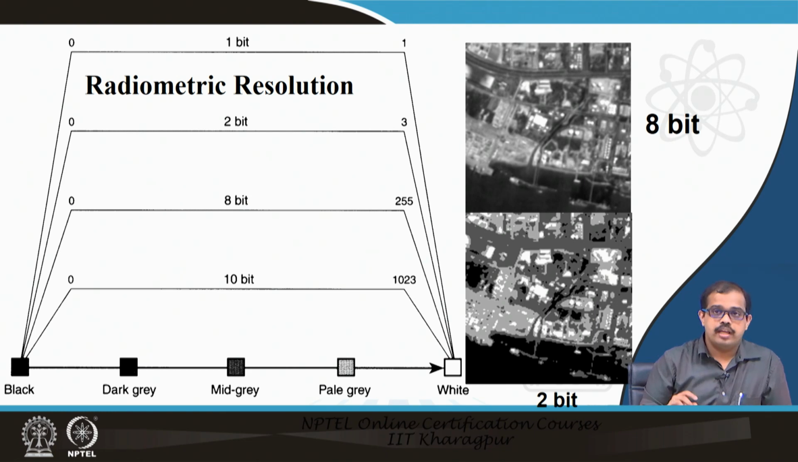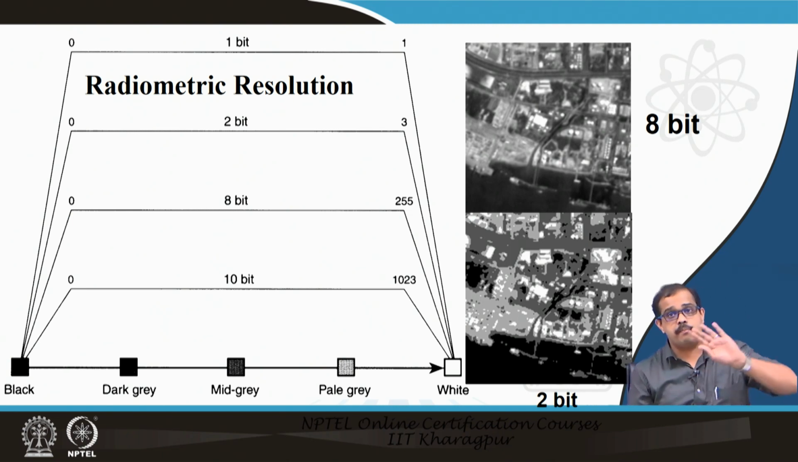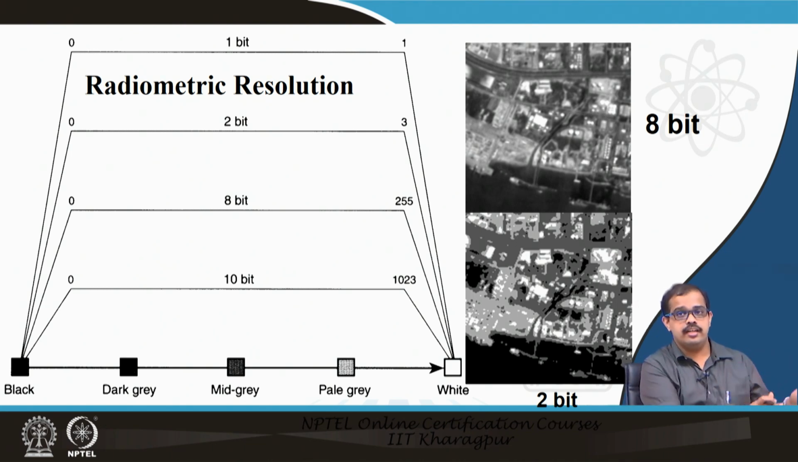For example, if you have actually acquired Landsat data, Landsat data is 8-bit data, which means its radiometric resolution is 8 and its values lie between 0 to 255. 0 is completely black. If you take an infrared image, 0 is representing a water body, so it is completely black, whereas 255 would be representing the highest reflected object from the earth surface.